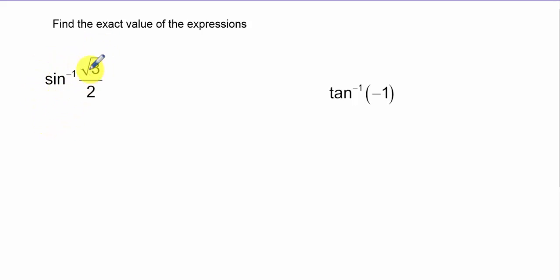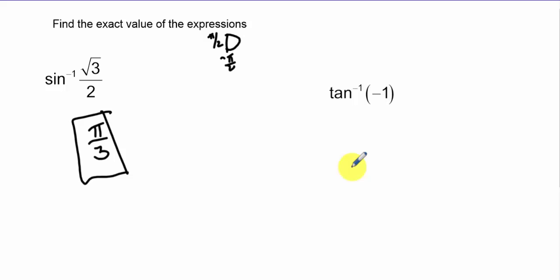So now what this inverse means is that I may only give you answers between negative pi over 2 and pi over 2. So where do I have a y value of root 3 over 2 between negative pi over 2 and pi over 2? Well, that's at basically 60 degrees, right? Or up at pi over 3. Likewise, where do I have a negative tangent value? And that again is between pi over 2 and negative pi over 2. That's down here somewhere, all right? And that's going to be at negative pi over 4.